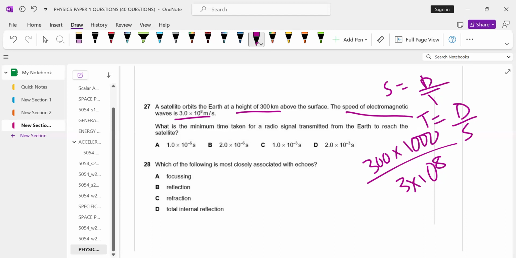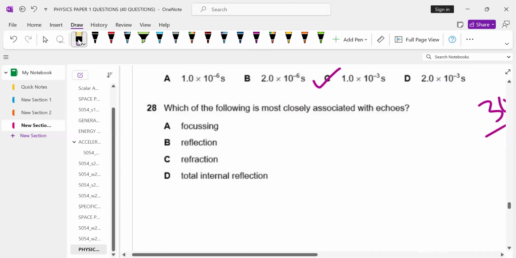Let's put this value into the calculator. Okay, when you put this value into the calculator, you get the answer 1.0 into 10 power minus 3 seconds, which is option C. So option C is correct for question number 4. Question 5. Which of the following is most closely associated with echoes? Echoes are the bouncing back of sound into the same medium, which means reflection. Option B is correct for question number 5.